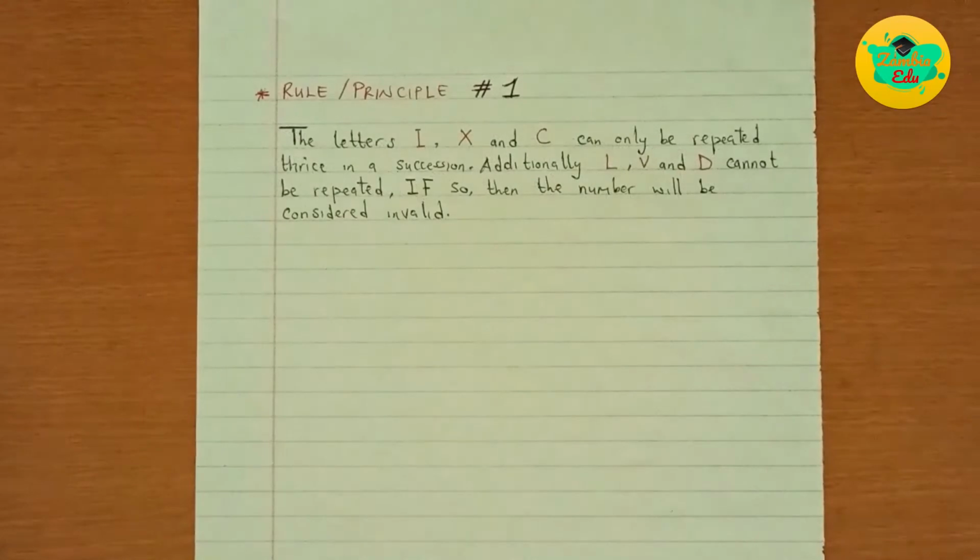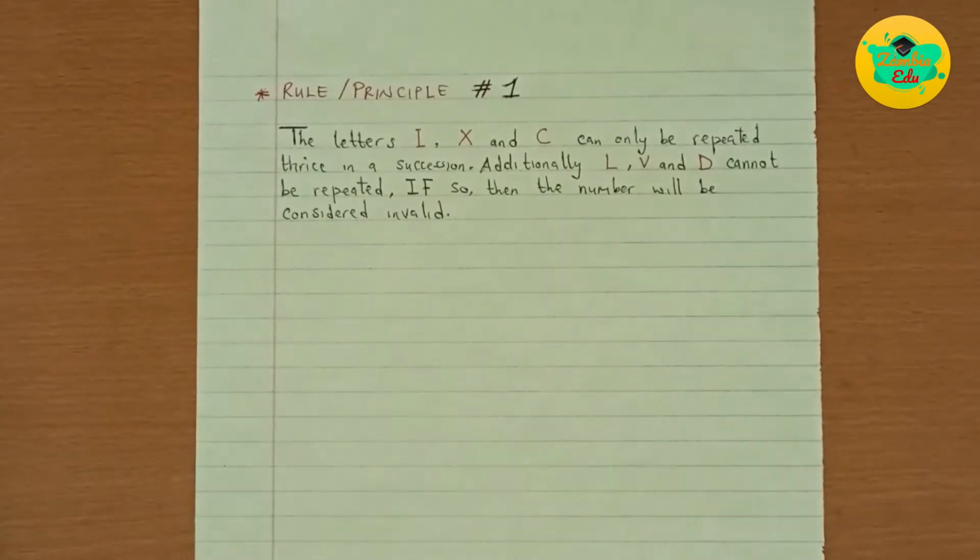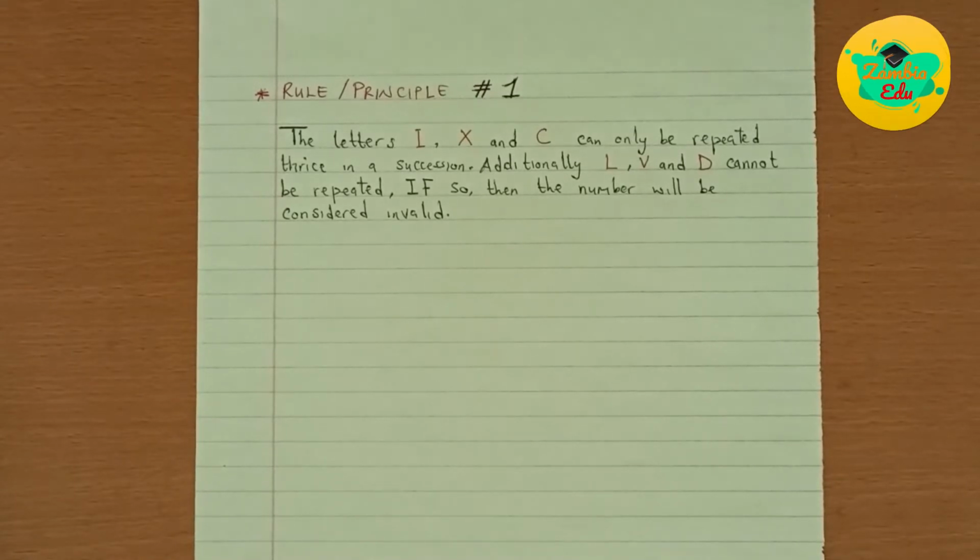Rule number 1 says, I'll read it again. We've already gone through the rules, but I'll read it again so that we can begin to attach particular examples to each of these. The letters I, X, and C can only be repeated thrice in succession. Additionally, L, V, and D cannot be repeated. If so, then the number will be considered invalid.